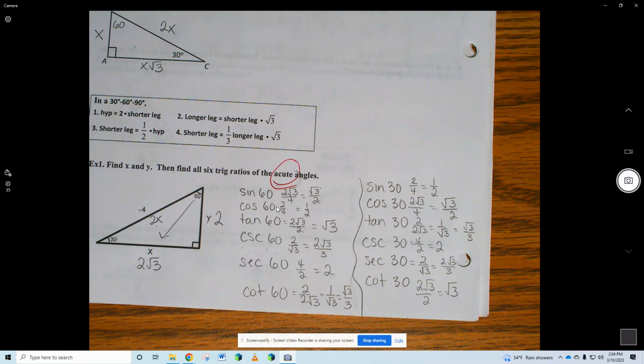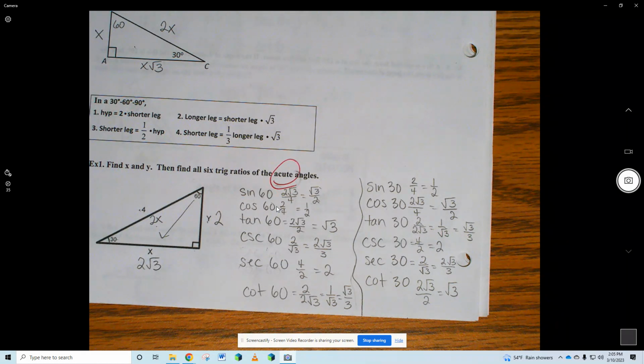Am I pointing to the correct things? Like, cosine 60 equals sine 30. That's what I'm looking for. Yes. Tell me what else you see. Sine of 60 and cosine of 30 are the same.